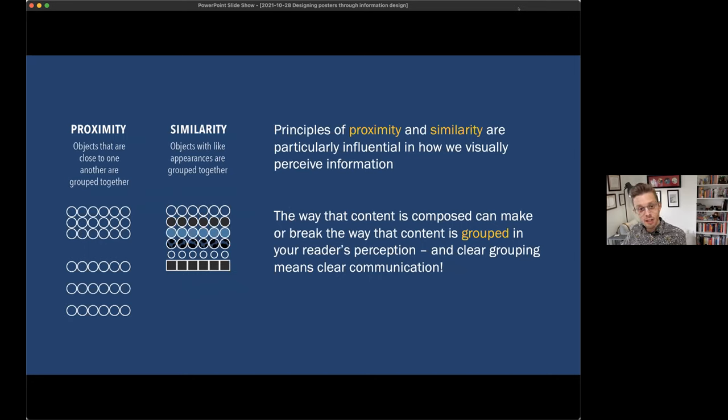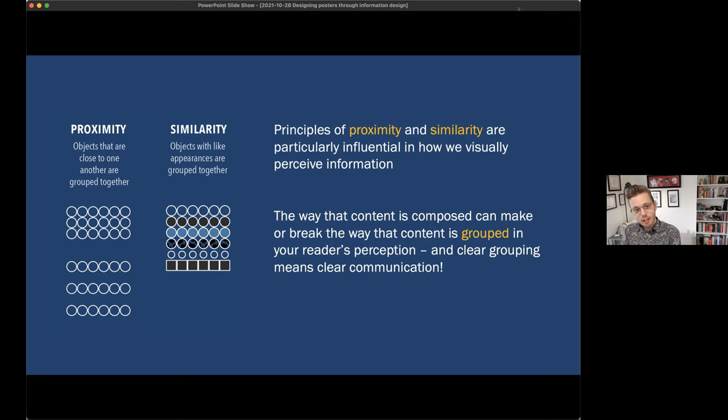So there are several different Gestalt principles. The two principles that are perhaps most important in the context of poster and figure design are the principles of proximity and similarity. And the principle of proximity just says that when objects are close to one another in a figure or a poster, our perception tends to group them together as being part of the same unit. The principle of similarity says that when objects look similar in terms of their appearance, our perception tends to group those things together as being part of a single unit.